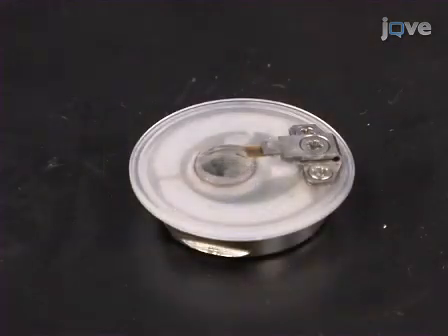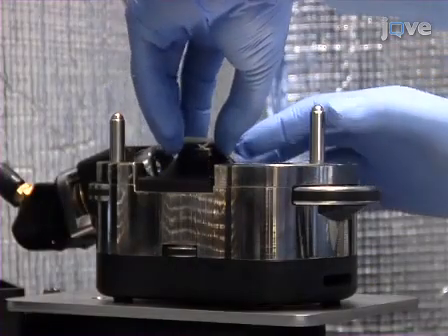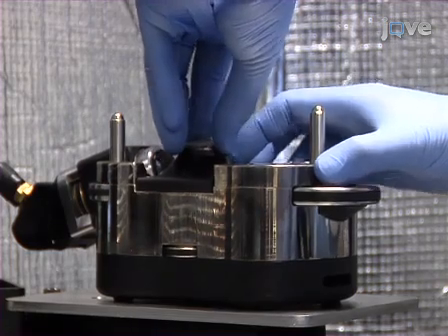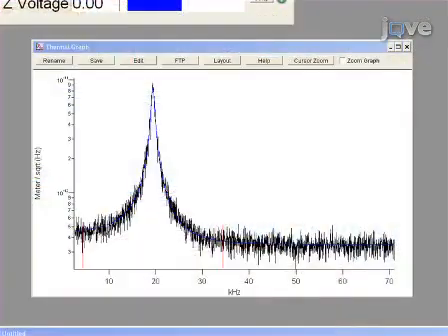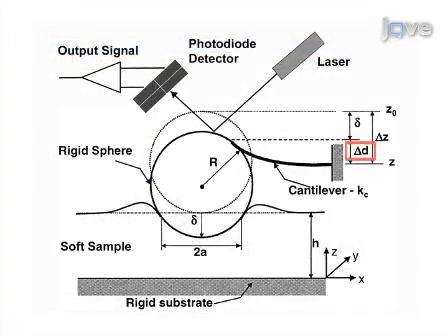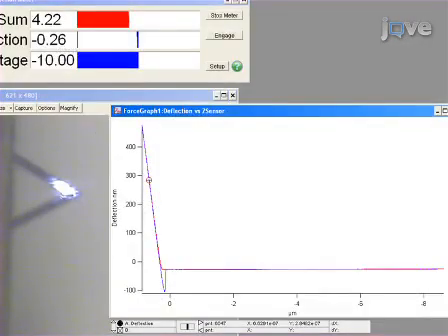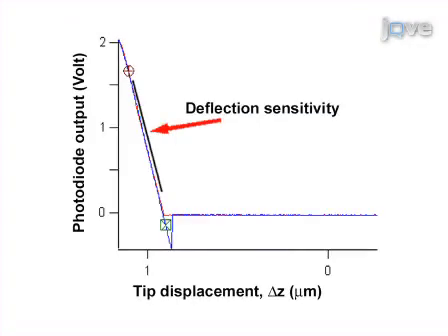Calibrate the AFM system following the manufacturer's instructions immediately before each round of microindentation experiments. For this, determine two critical parameters: the cantilever spring constant using the thermal fluctuation method in air, and the cantilever deflection sensitivity, which is a parameter used to scale the photodiode output signal to the actual cantilever deflection distance. Calibrate the deflection sensitivity by obtaining a standard force displacement curve in PBS on a clean glass slide. Then calculate the slope of the force displacement curve.